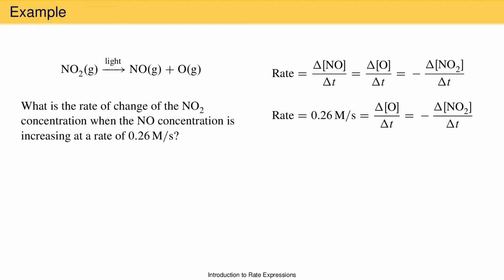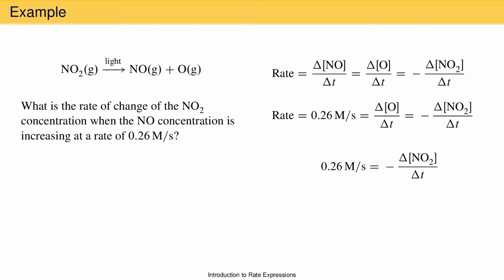The question asks us to find the rate of change of the NO2 concentration. The rate of change of the NO2 concentration is delta NO2 concentration divided by delta T, which is a part of the last term of the rate expression. All we have to do is solve for it. Because all these terms in the rate expression are equal to each other, we can pull out just the two terms we are interested in, giving 0.26 molar per second equal to negative delta NO2 concentration divided by delta T.